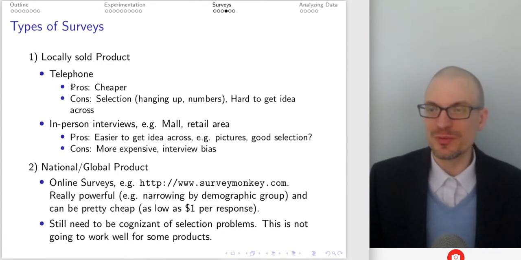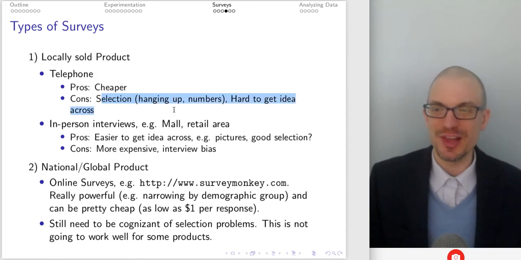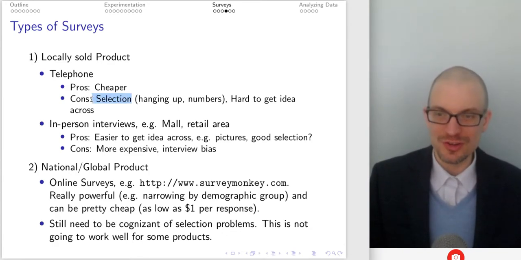Telephone's a similar way. It's cheap to call people. You can call a lot of numbers in a small amount of time. The problem is there's a massive selection issue. Who's going to answer the phone? I don't use my phone for anything. I don't answer my phone. I'll check my voicemail and then send an email back, but I don't use my phone. Who uses their phone, and who answers a number that they don't know? So there's a problem. The people who say yes are very different than the people who don't. And so there's a selection issue there.